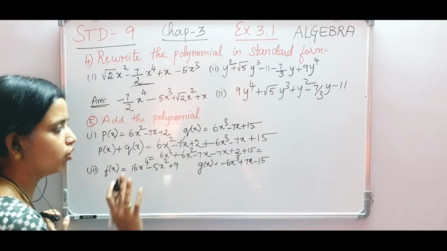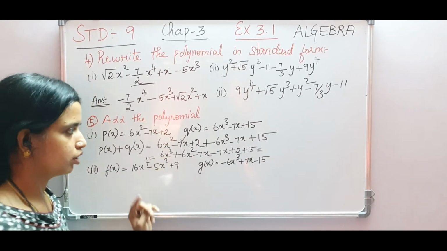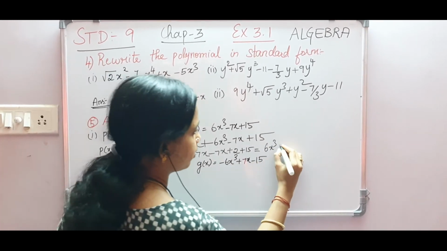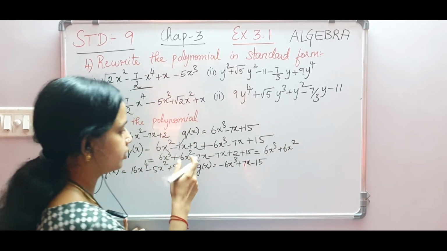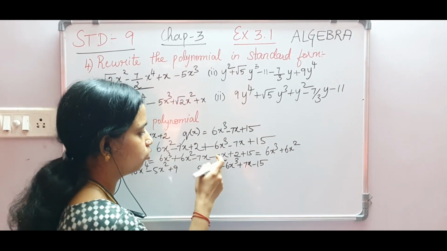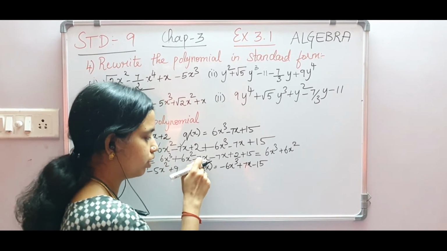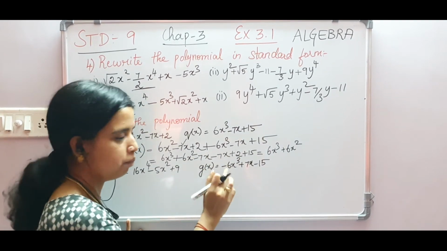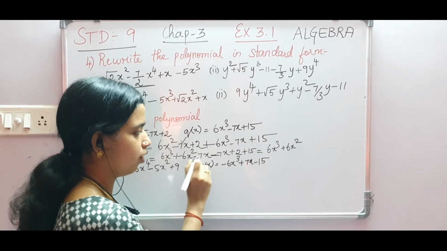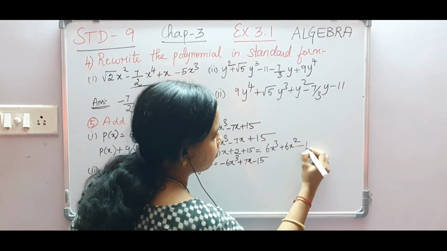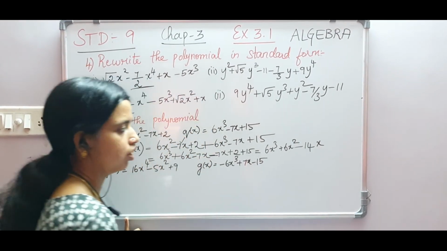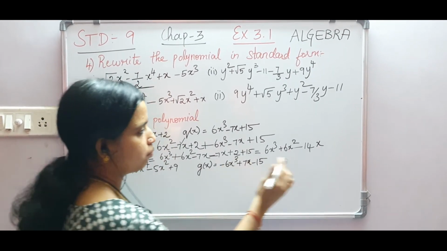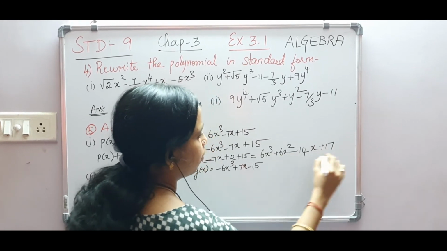Now we are going to add the like terms. For 6x cube we can't do anything, so just write it as it is. And x square also we can't do anything, so write it as it is. Here see, minus 7x and minus 7x, both terms are alike. Why? Here also the variable is x and here also the variable is x. So you can add the coefficients. Both are negative, so you have to add, and you will get minus 14x. And then here both are constant terms, so you can just add. 15 plus 2 is 17. This is your final answer.